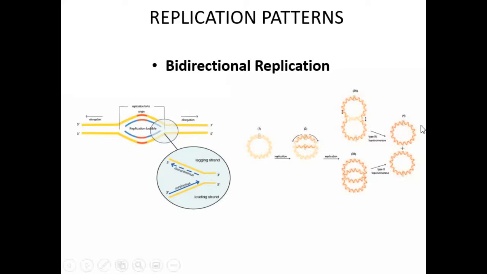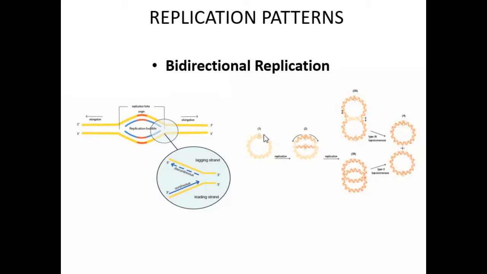On the right side here, you can see a typical bacterial chromosome, and this is the linear eukaryotic chromosome. For circular chromosomes, for example the E. coli chromosome, they have a single replicon. That means only one location shows the origin of replication.